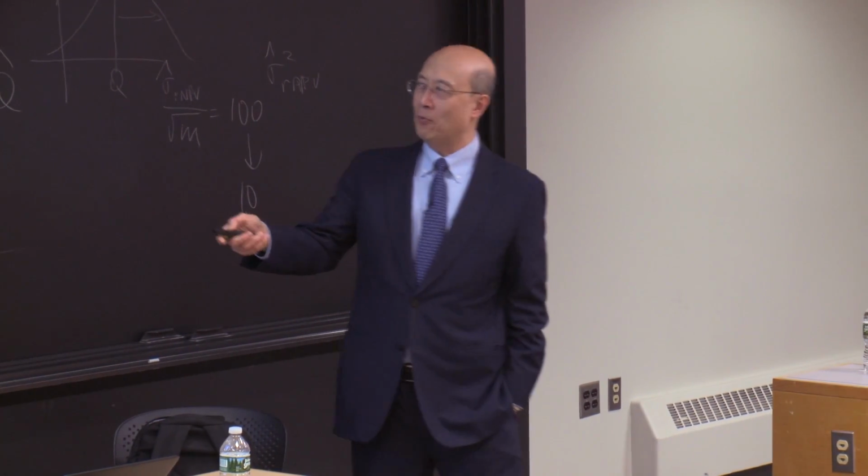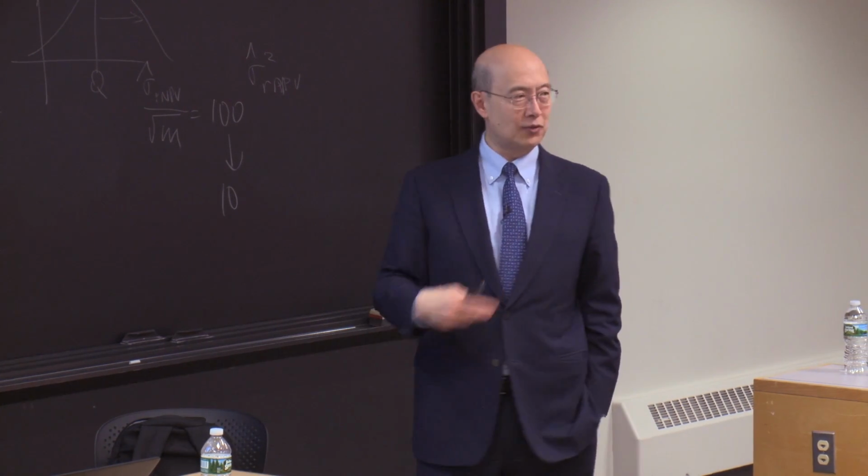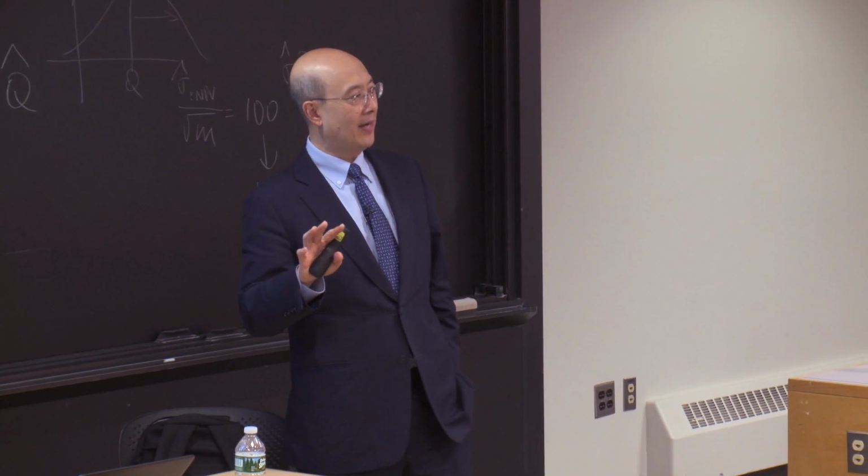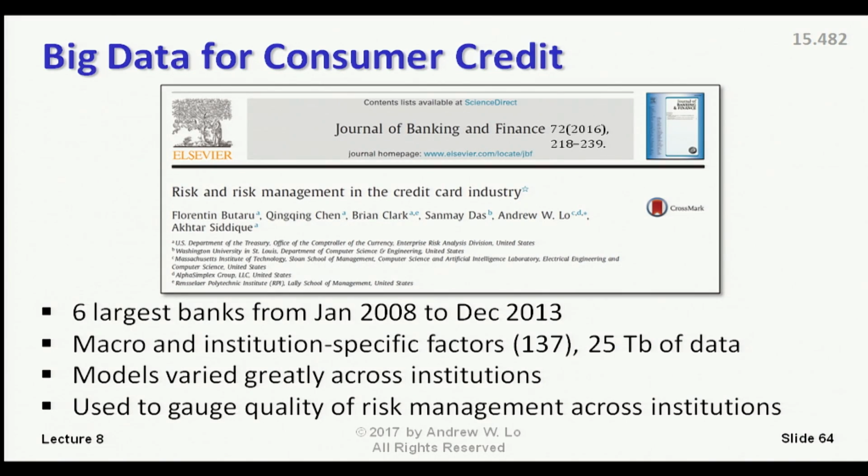We published a paper with these colleagues from the Office of the Comptroller of the Currency, part of the US Treasury, and we applied it to 6 of the largest banks, 25 terabytes of data, and what we found was that there were a lot of differences among those 6 banks. And we actually showed that certain banks are really good at cutting the credit of consumers that are likely to default, almost as if they were using our model to do that, whereas other banks were clueless. And this now allowed the OCC to focus on various different banks for risk management purposes and oversight.